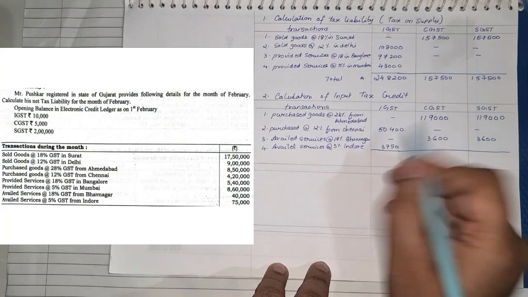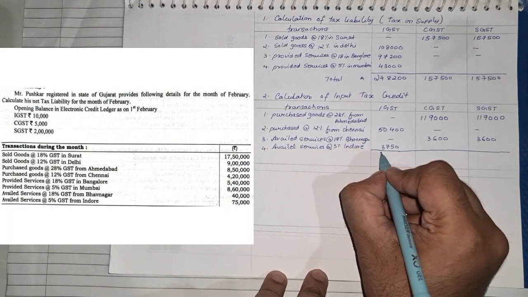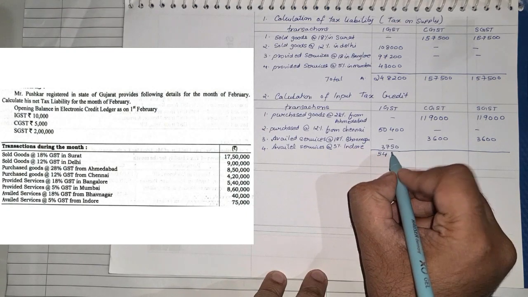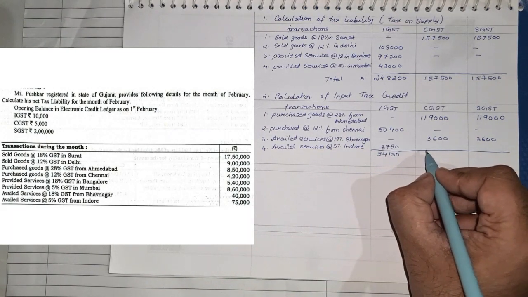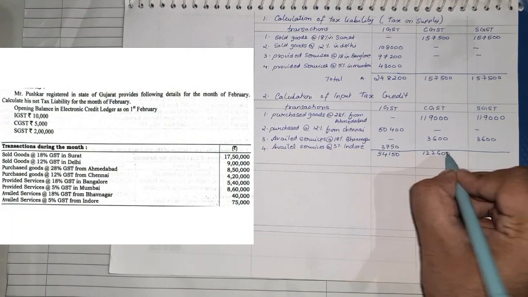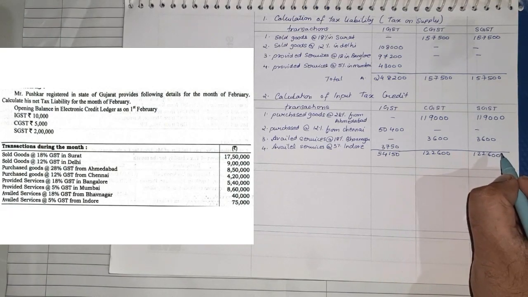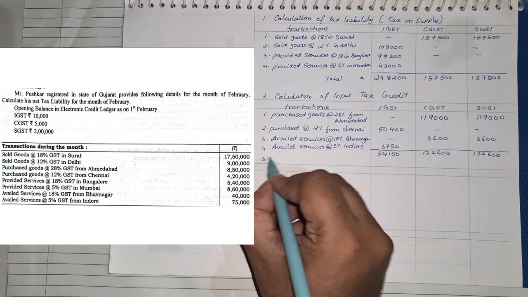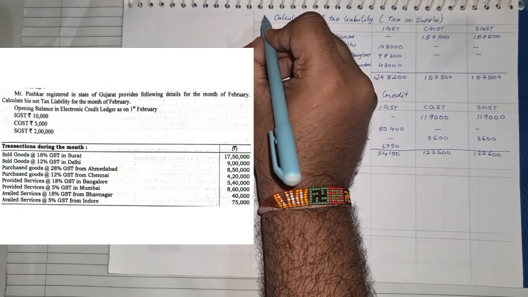Okay, when we add up, we get the value as, the first one will be 54,150. For the second one, 1,22,600 and 1,22,600. Step number 3. Okay, this is my step number 3.